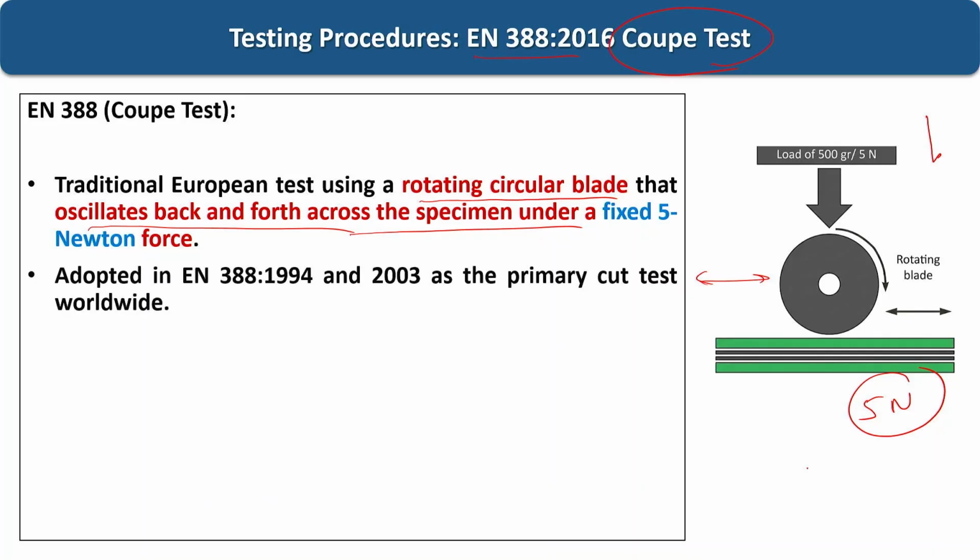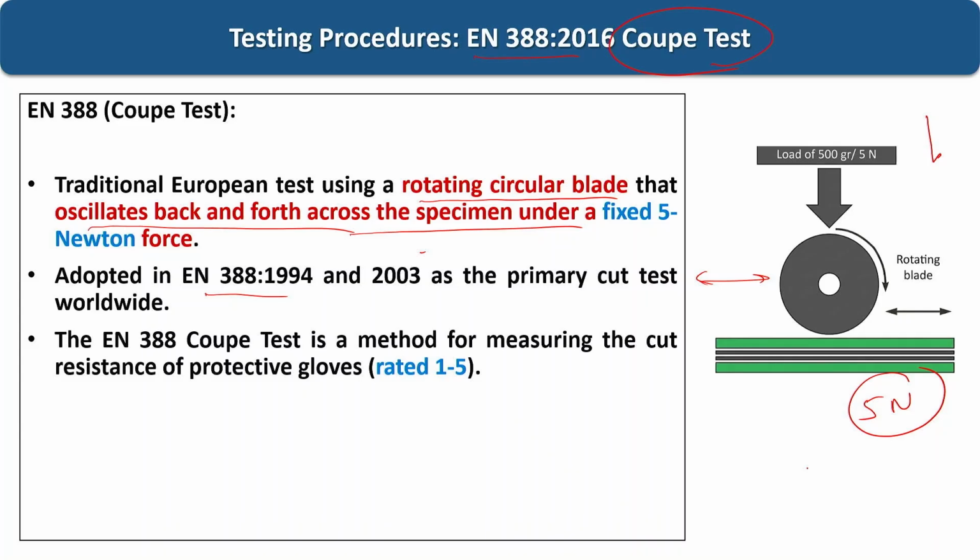It was adopted in EN 388 1994 and 2003 as a preliminary cut test worldwide, and afterward the Coupe test method was adopted in 2016. The EN 388 Coupe test is a method for measuring the cut resistance particularly of protective gloves, because protective gloves are used where some rotating surfaces are there. Many applications have rotating knives.